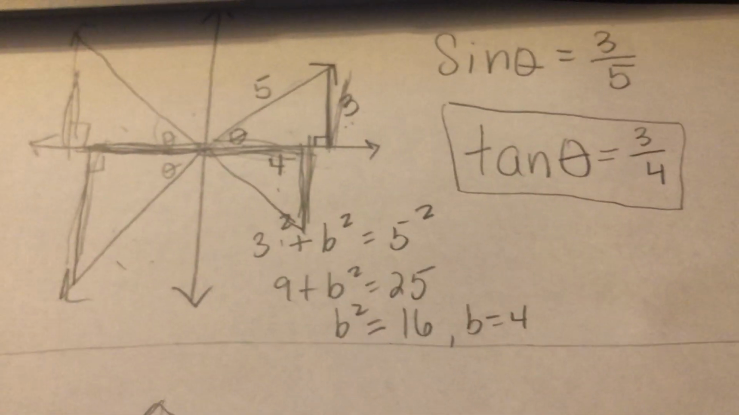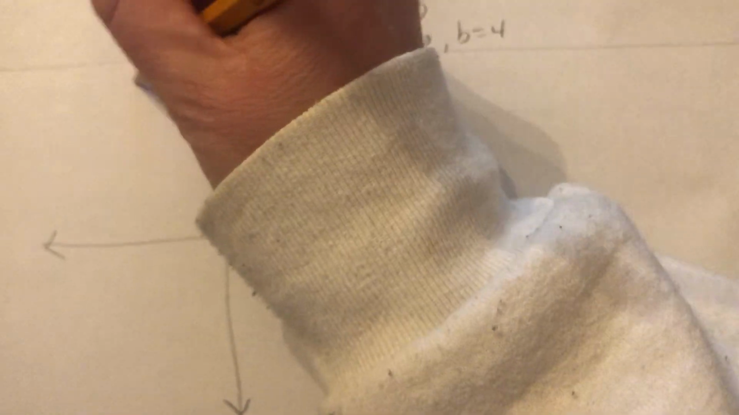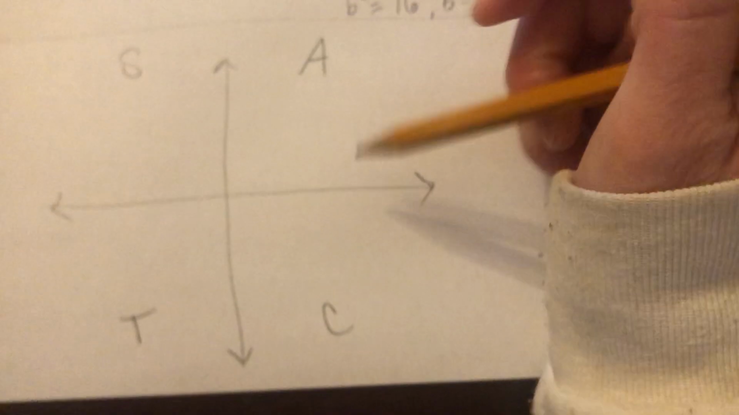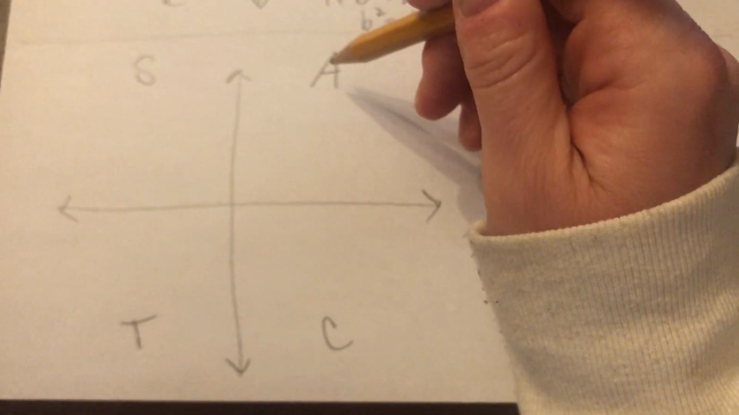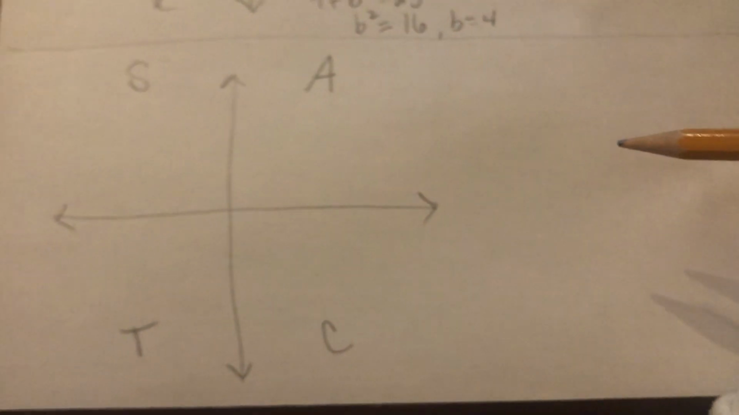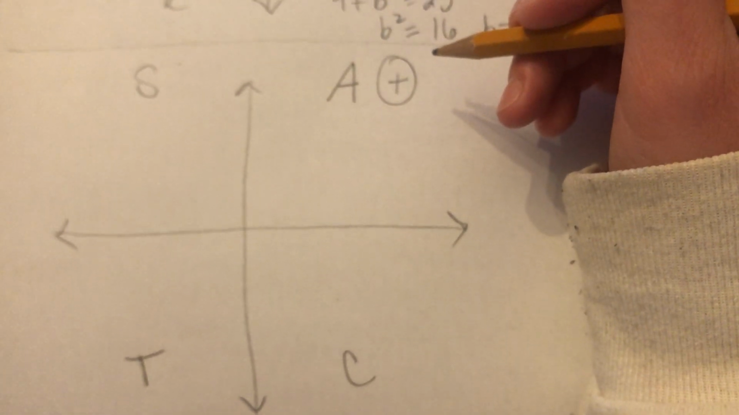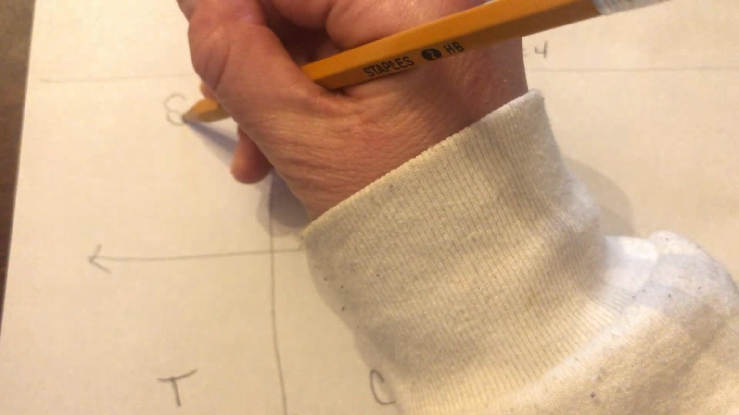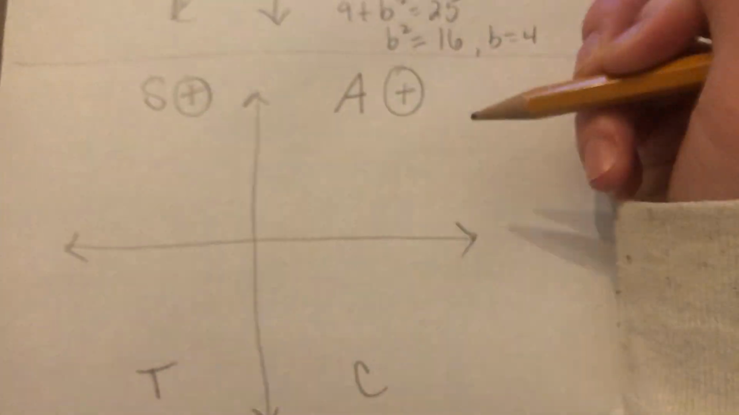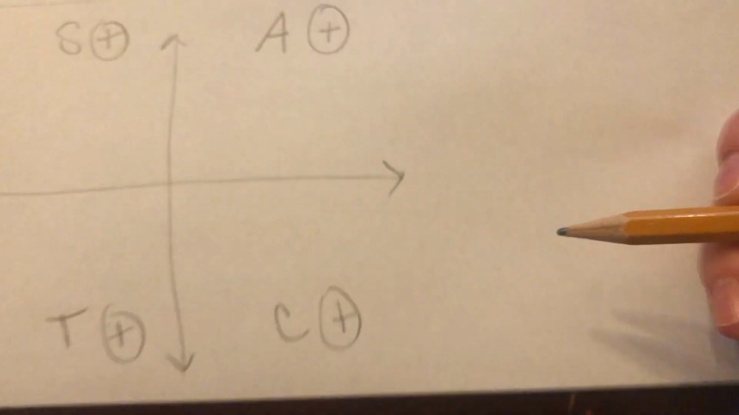So there's actually a way to determine that. It's A, S, T, C. This is a little helpful: All Students Take Calculus. That's how you could remember it. What this means is that in quadrant 1, all of the trig functions are positive. In this quadrant, only the sine functions are positive. In this one, only tangent is positive, and in this quadrant, only cosine is positive.